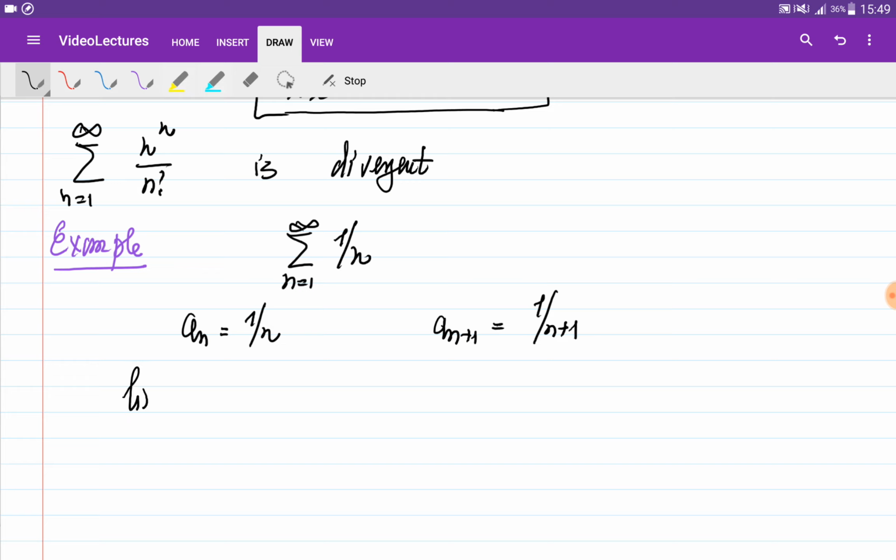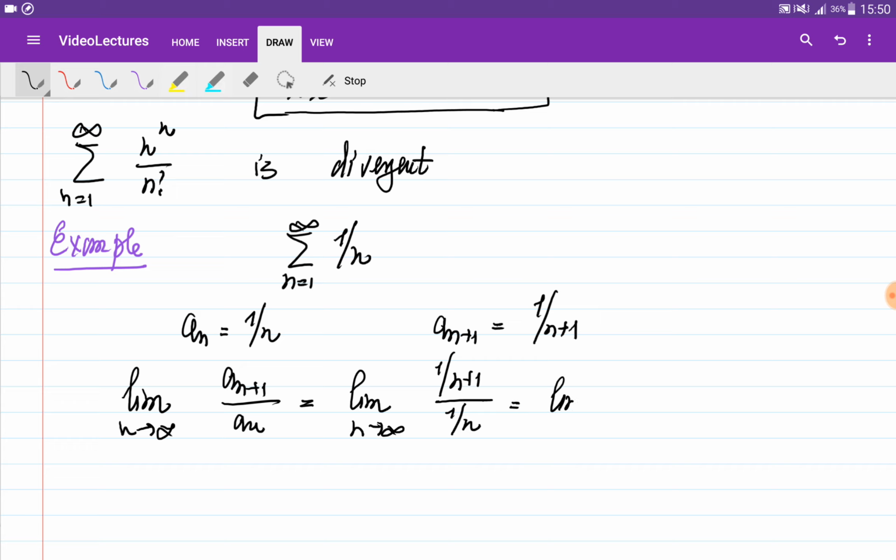If we evaluate the limit of a_(n+1) divided by a_n when n goes to infinity, it is going to be the limit of 1/(n+1) divided by 1/n, which is the limit of n divided by n+1 when n goes to infinity, which is equal to 1. So the test doesn't tell us whether this series is convergent or divergent.